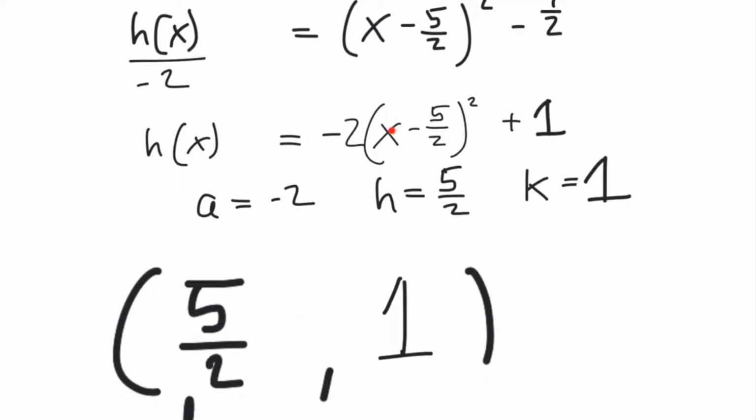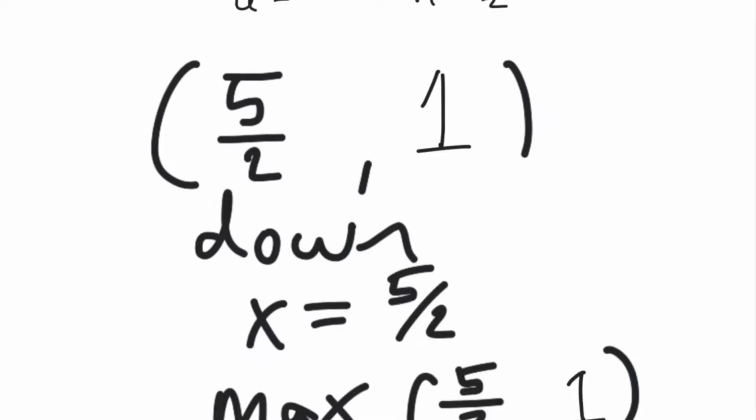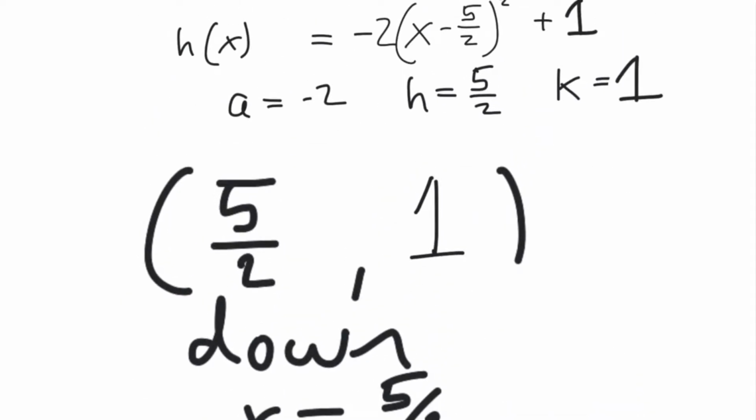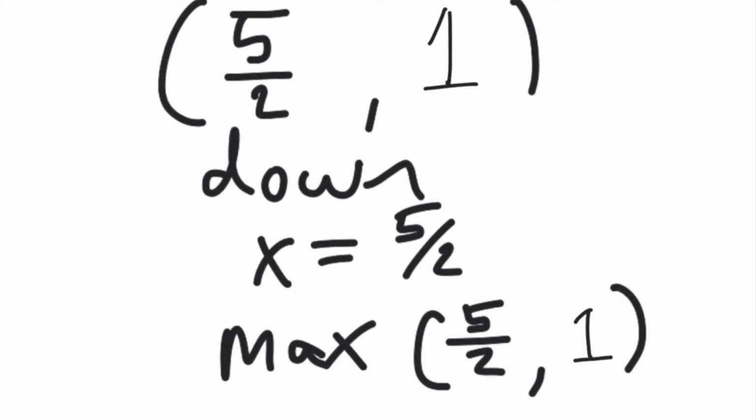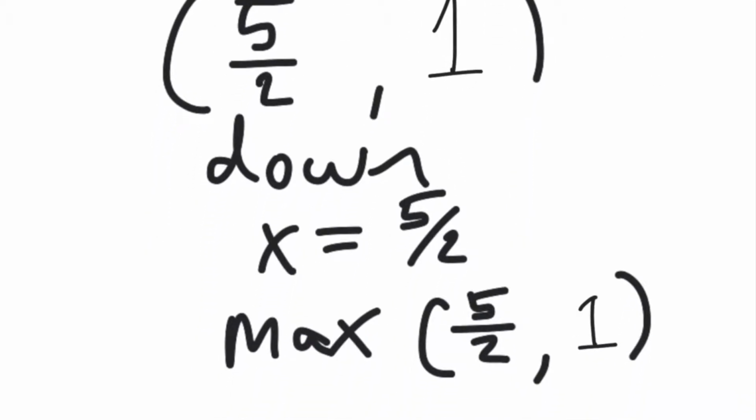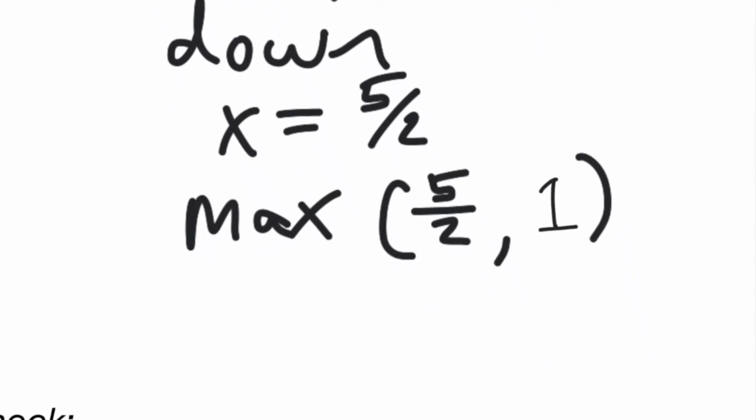Remember, because we define this as x minus h. So what x minus what? 5/2. So h is 5/2. K is equal to 1 right there. The vertex is going to be 5/2, 1. It's going to be a downward facing parabola because a is -2. And the line of symmetry is going to be x equals 5/2, and the vertex itself is going to be a maximum.